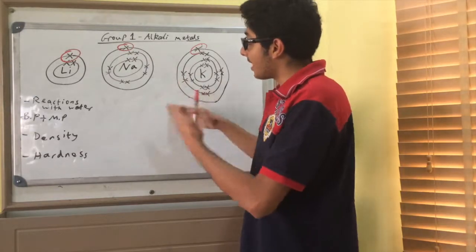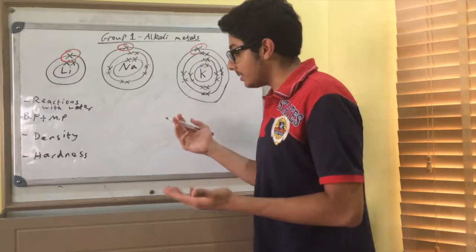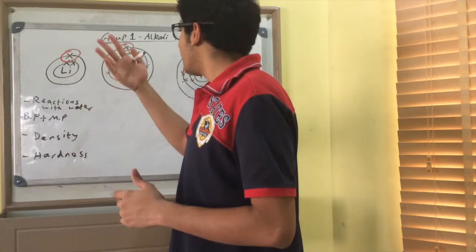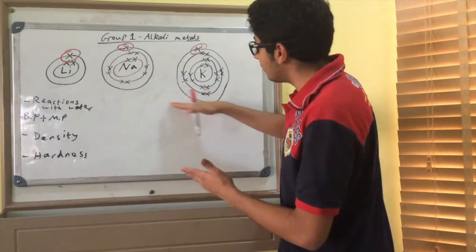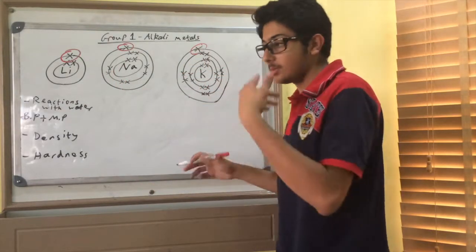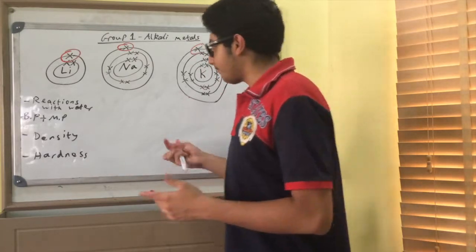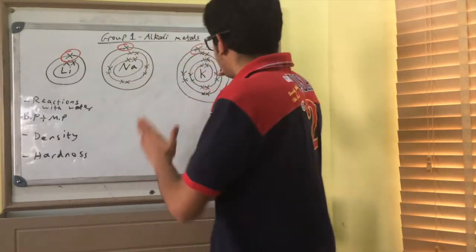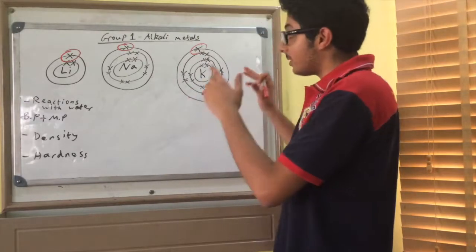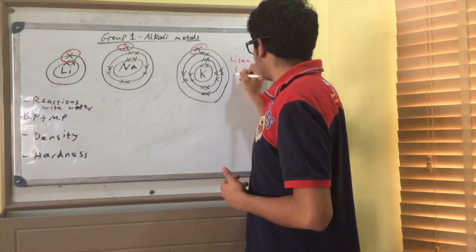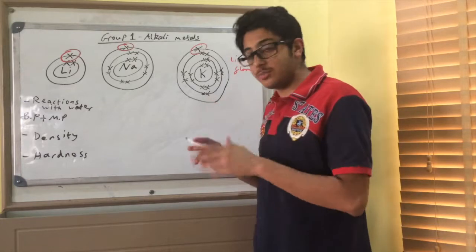And some of them react more vigorously than others. Okay, lithium, less vigorously, but as you go down the group, their reactivity increases. I'll explain this in terms of the electronic structure later. Potassium, when it reacts with water, it produces a lilac flame. And that is the hydrogen burning.